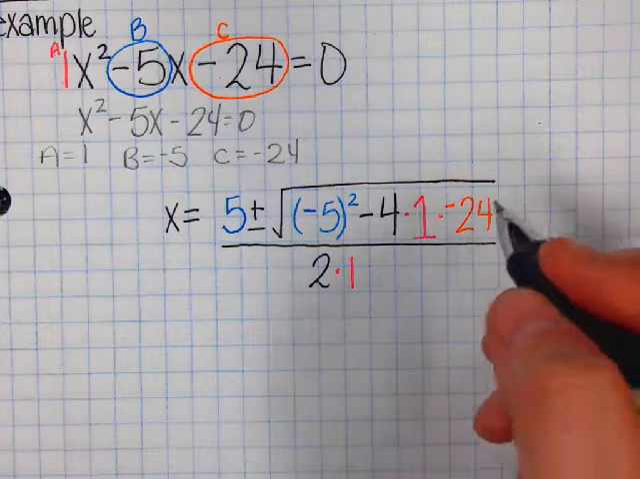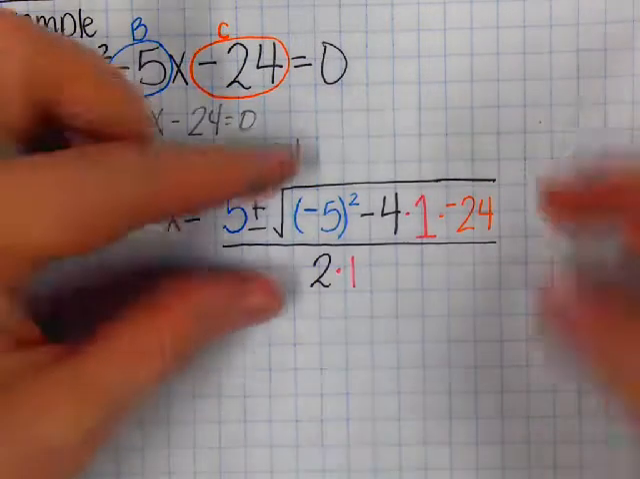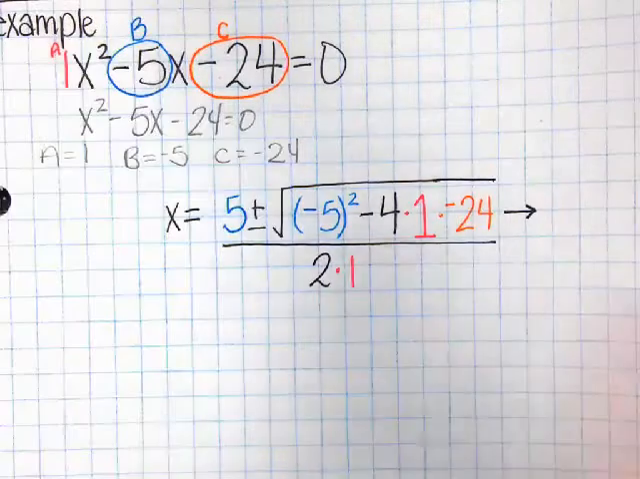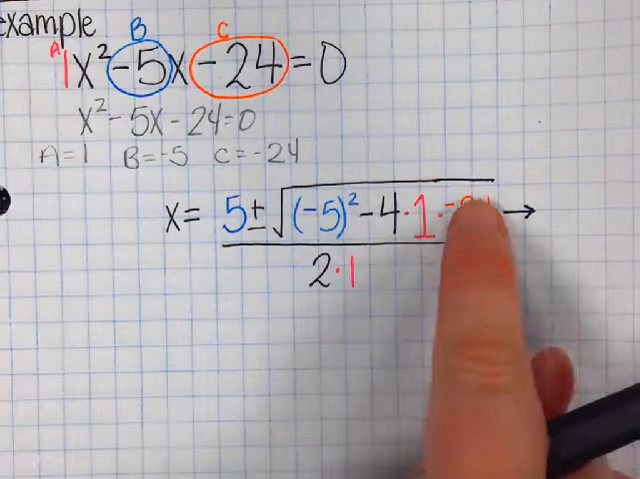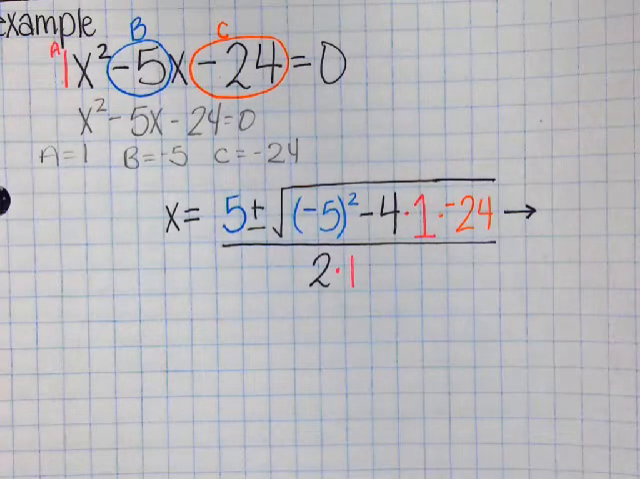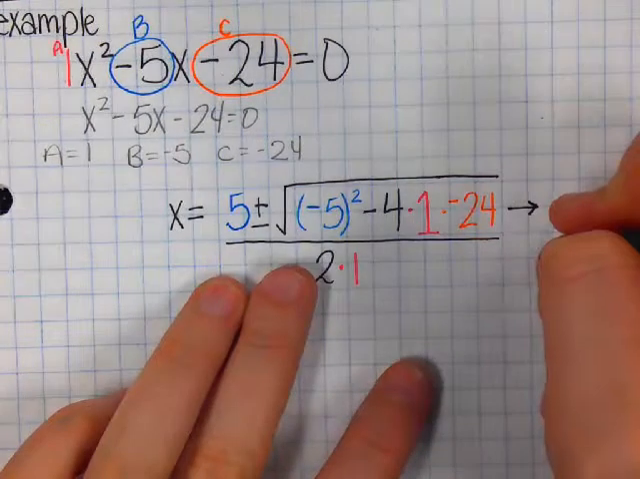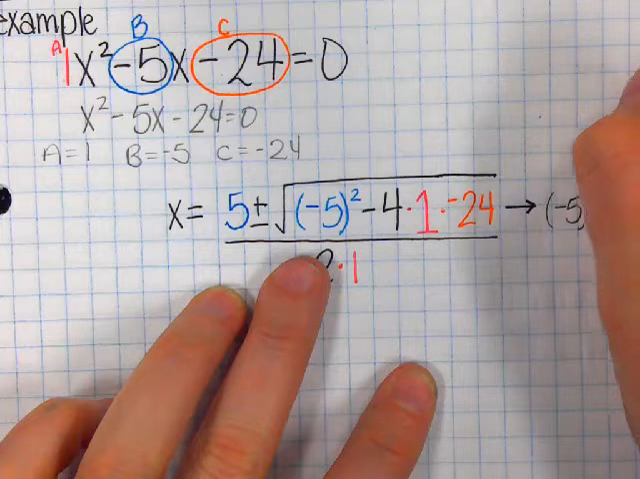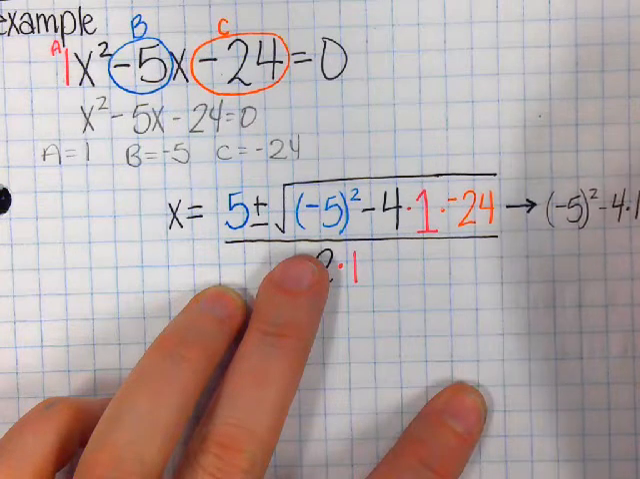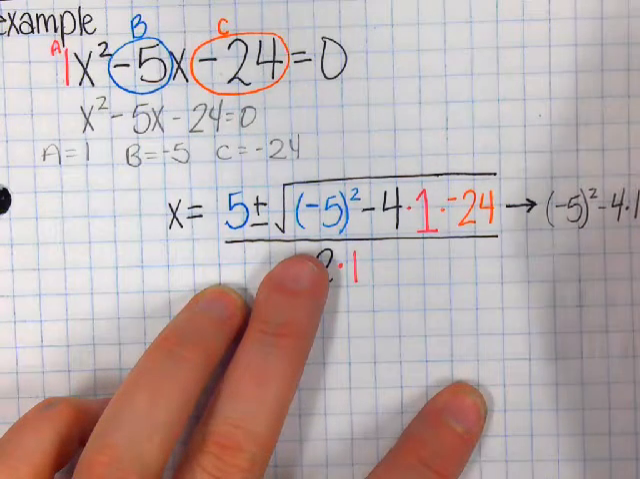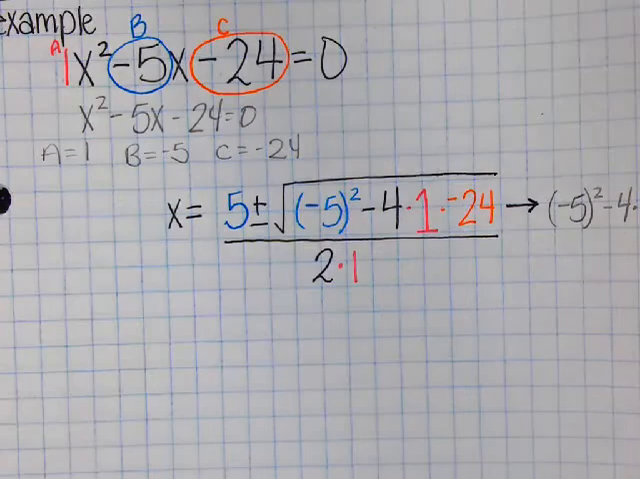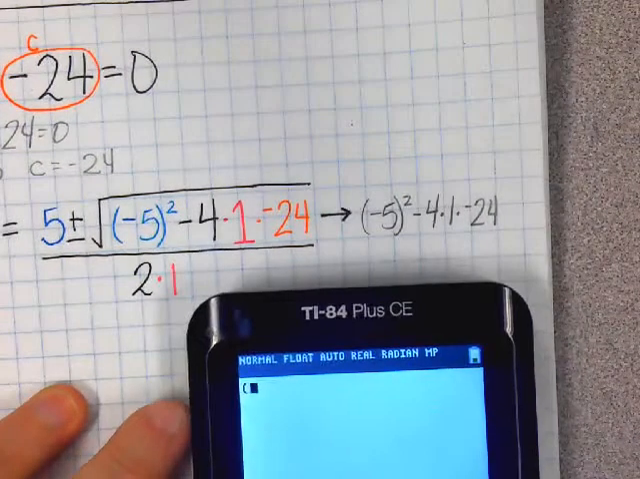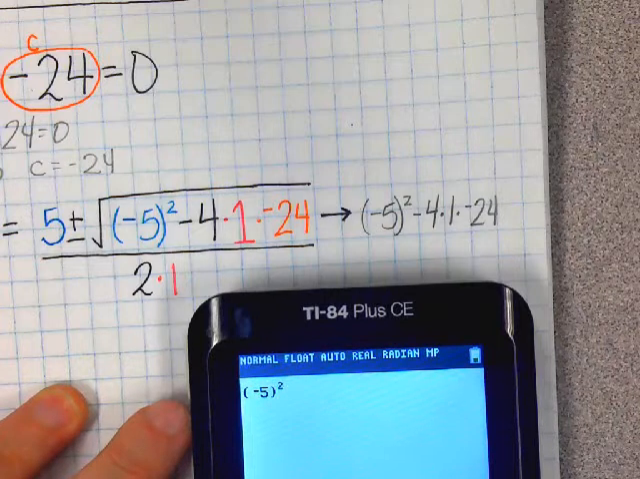Now, personally, in my opinion, I think it's easiest to find the value of the discriminant first. So I'll always go off to the side and find this information before I try to do all of it at once. So the square root of negative 5 squared minus 4 times 1 times negative 24. You can just type that into a calculator, as long as you're careful.